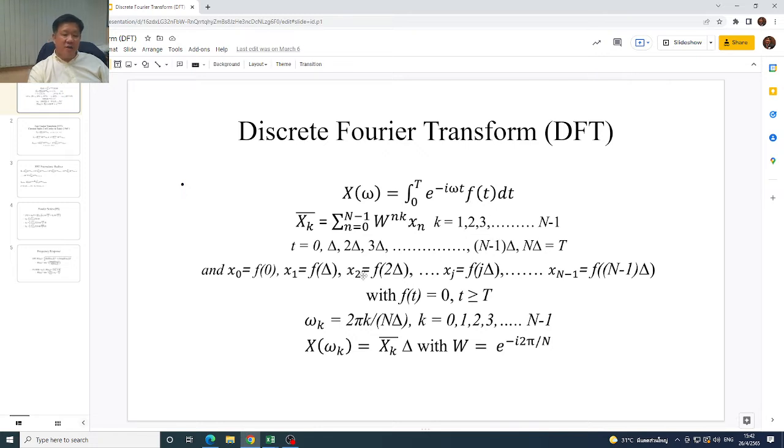In this case, we apply it here. We let x of 0 be f of 0, x of 1 be f of delta, and x of 2 be f of 2 times delta, up to capital N minus 1, which we call f of (n minus 1) delta. We expect that once t is equal to capital T, f of t vanishes, so x at capital N is equal to 0, which means that N times delta is capital T.